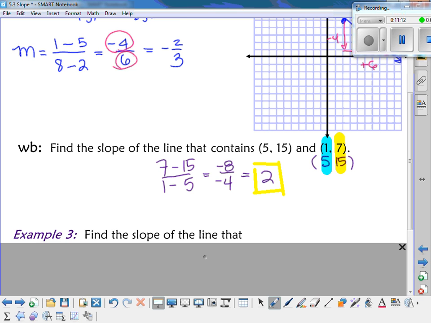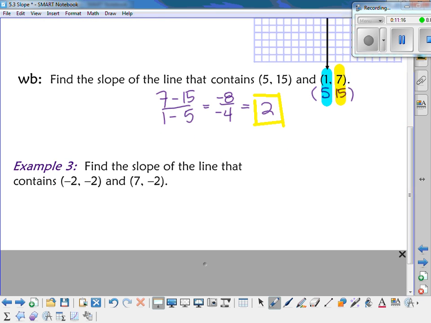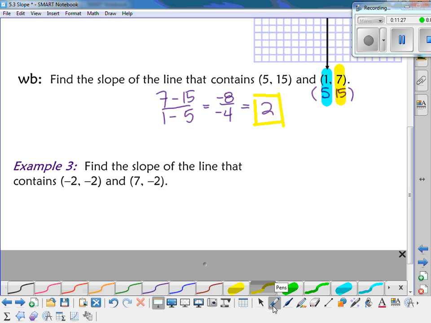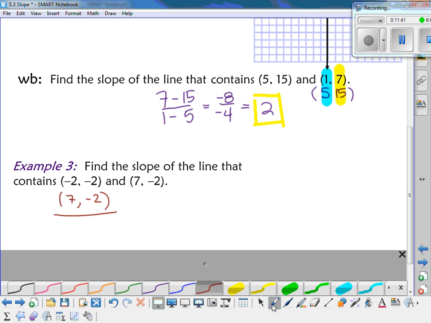Okay, this next one is on your notes. We're going to find the slope of the line that contains the points -2, -2, and 7, 2. So I'm going to rewrite my 7, -2 right here. It doesn't matter which one you choose to be x1, y1 and which one is x2, y2, as long as you're consistent. So now I just have a subtraction problem.